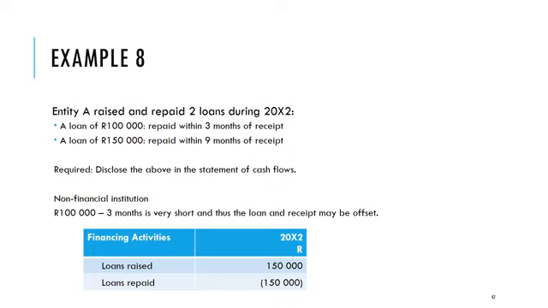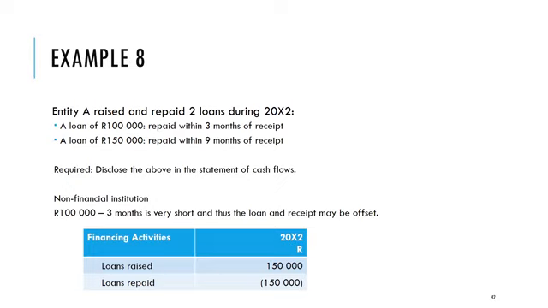Another example, in this case, entity A raised and repaid 2 loans during 20X2. A loan of 100,000 Rand, which is repaid within 3 months of receipt, and a loan of 150,000 Rand repaid within 9 months of receipt. You're required to disclose the above in the statement of cash flows. Okay, we're assuming that there's some form of non-financial institution. 100,000 Rand, 3 months is a very short period, and thus the loan and receipt may be offset in that case. Okay, so for the 100,000 Rand being repaid within 3 months of receipt, we can simply offset that off one another.